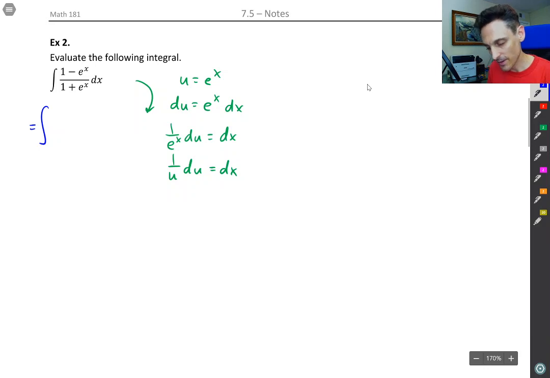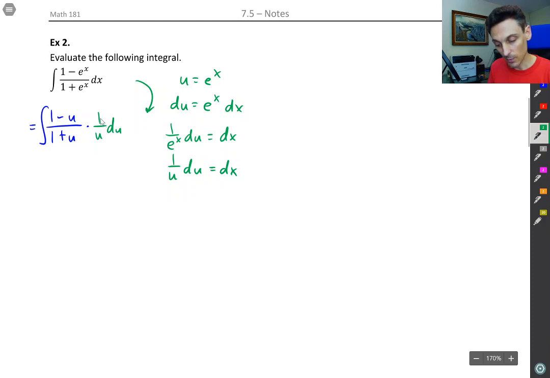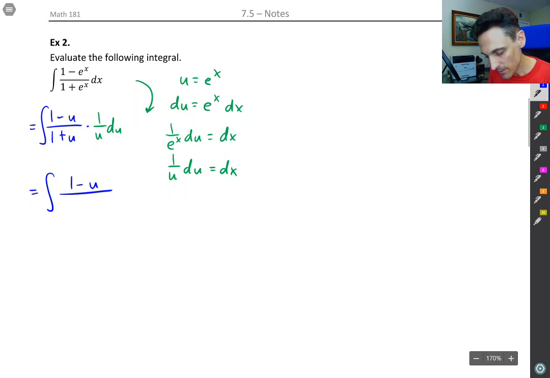So let's see what we have so far. We have 1 minus u over 1 plus u times 1 over u du. So the e to the x's got replaced with u's, the dx got replaced with 1 over u du. Now we have an integral that's all in terms of u. All right, so let's take a quick step to simplify this. We have 1 minus u all over, and then I'm going to write u times u plus 1 du.